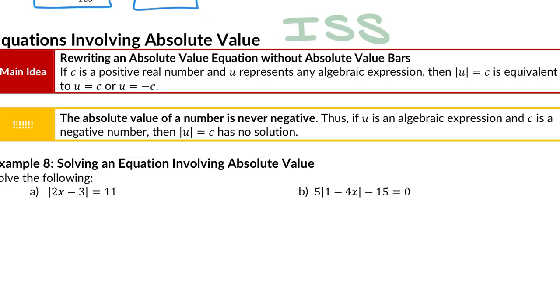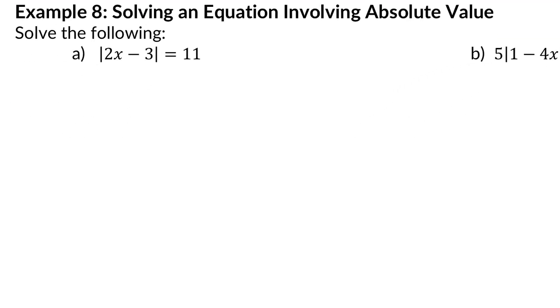Isolate, separate, solve. It's very important we read this little exclamation point box. The absolute value of a number is never negative. Therefore, if U, which is the inside stuff, is an algebraic expression and C, the number it's equal to, is a negative number, then the absolute value of U equal to some negative number has no solution because absolute value would be positive. Let's see how this works.